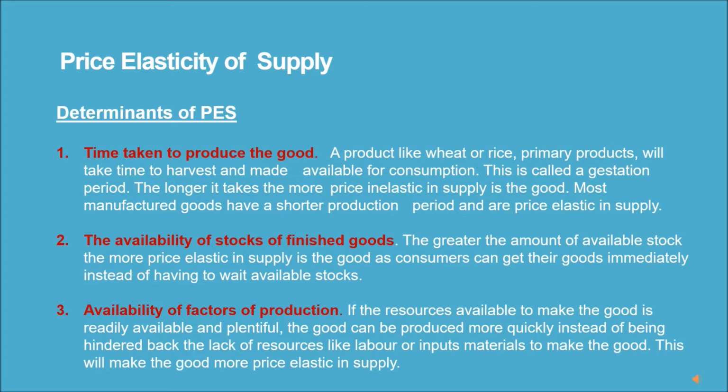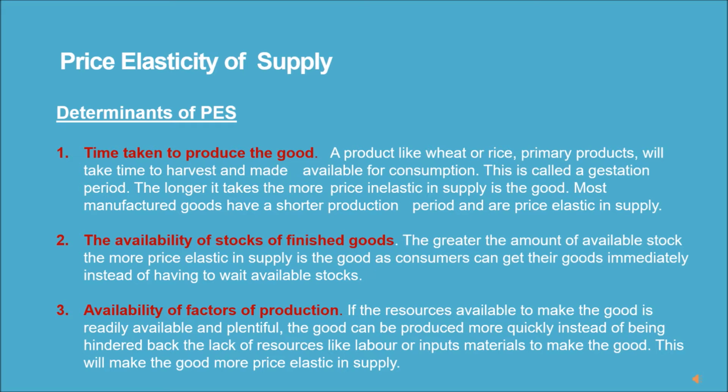1. Time taken to produce the good. A product like wheat or rice, primary products, will take time to harvest before being made available for consumption. This is called a gestation period. The longer it takes, the more price inelastic in supply is the good. Most manufactured goods have a shorter production period and are price elastic in supply.